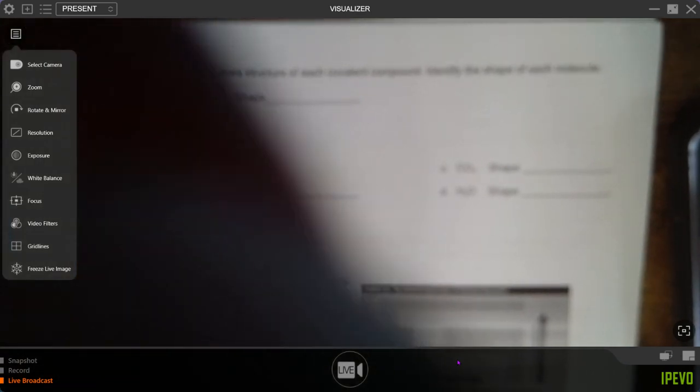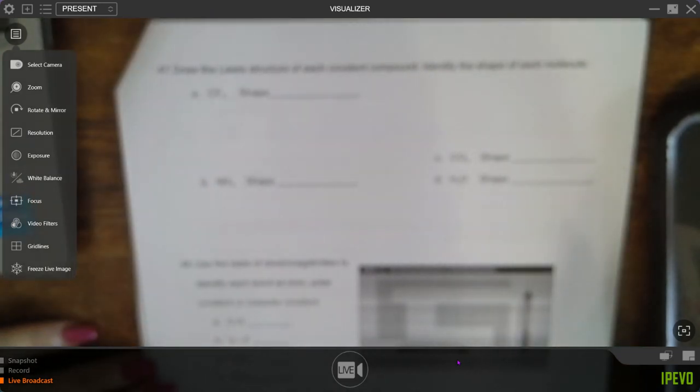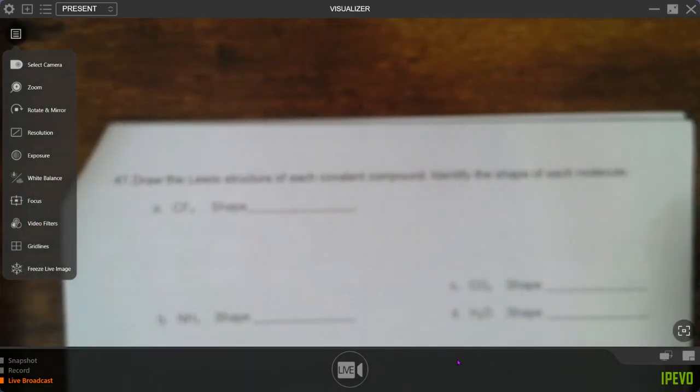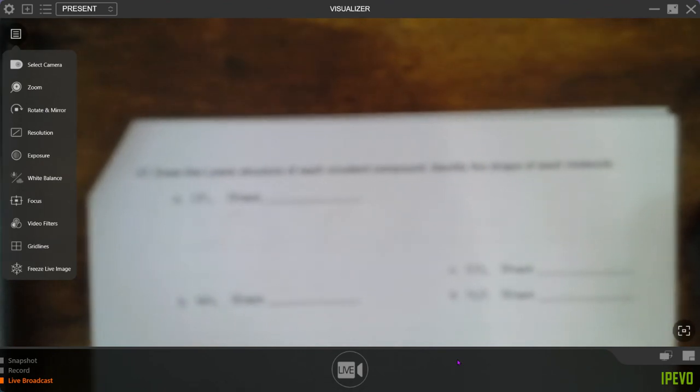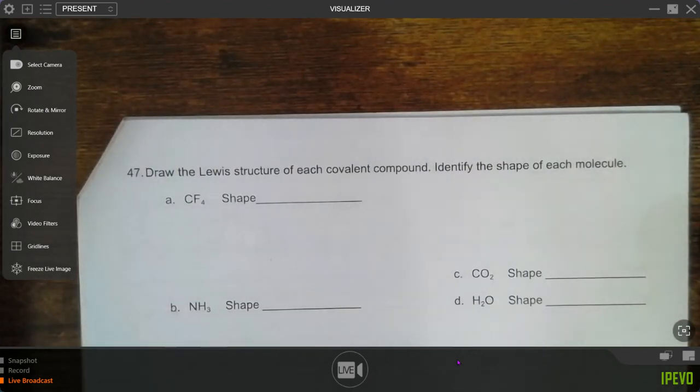I'm going all wonky. Focus, focus. Uh-oh. Come on. Well, all right, there we go.